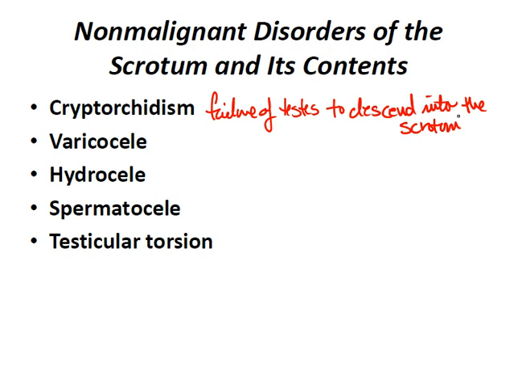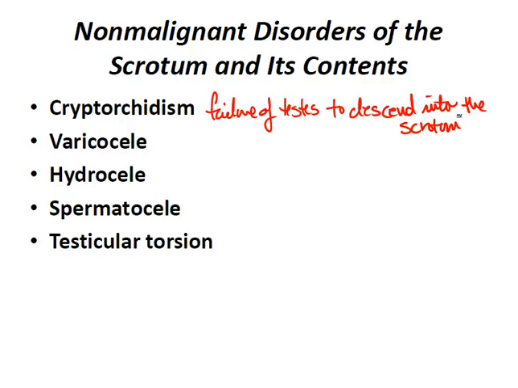Now, with a normal descent, you have a transabdominal phase where Mullerian inhibiting factor, or MIF, causes the testes to descend from the retroperitoneum to the pelvic brim. You also have an inguinoscrotal phase where HCG, or human chorionic gonadotropin, and androgens cause the testes to descend down the inguinal canal to the scrotum. So MIF only causes descent from the retroperitoneum to the pelvic brim. It's HCG and androgens that cause the testes to descend from the inguinal canal to the scrotum.